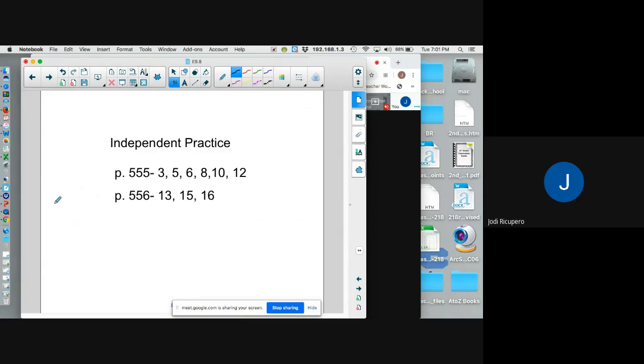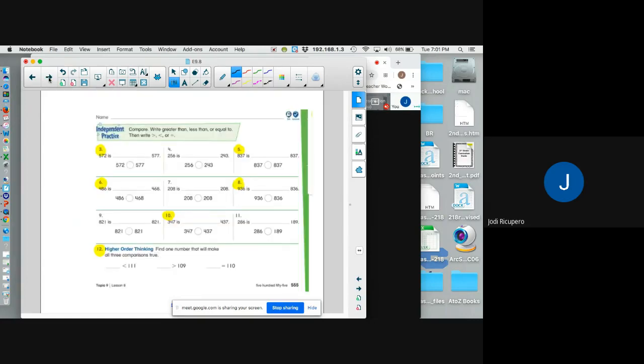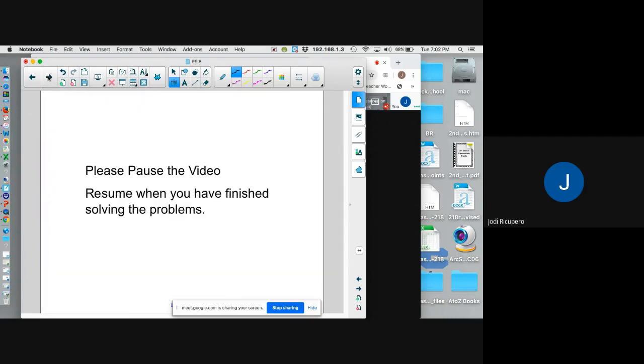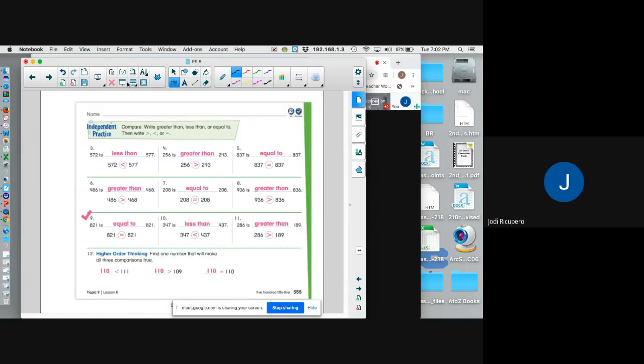Independent practice. Please turn to page 555. You will complete 3, 5, 6, 8, 10, 12. On page 556, you will complete 13, 15, 16. Please pause the video so you can complete these problems. When you're ready, press play. Please check your answers.